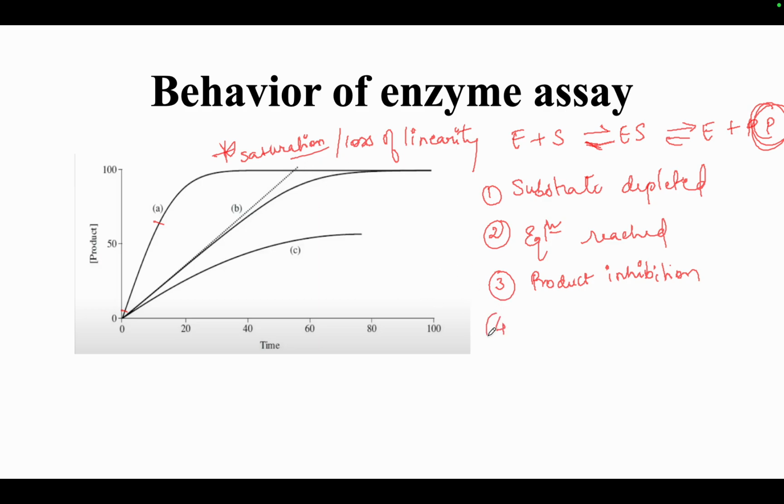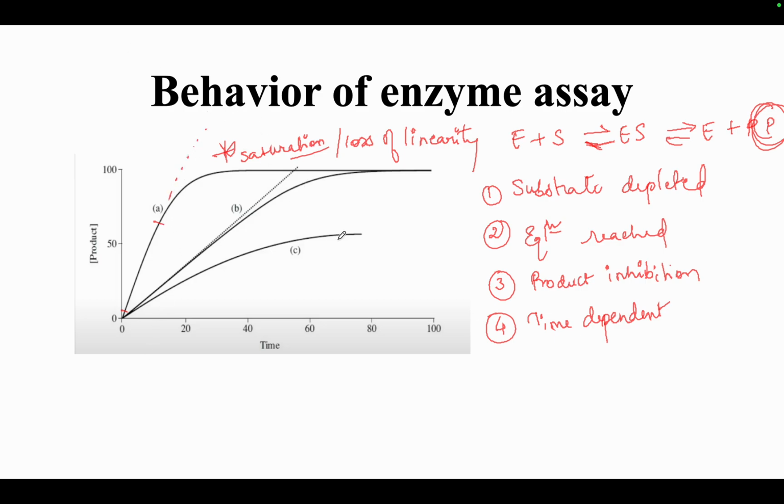Another reason could be that the assay is time dependent. By this I mean that the assay will stick to a particular time. Suppose an enzyme reacts only for 30 minutes, and after that the conditions are not satisfied for the enzyme assay, and thus there is less generation of product and a loss in linearity. That's why there is no constant product formation.